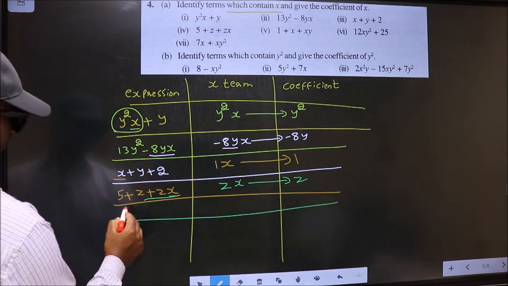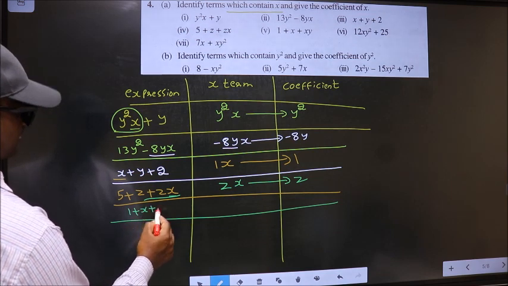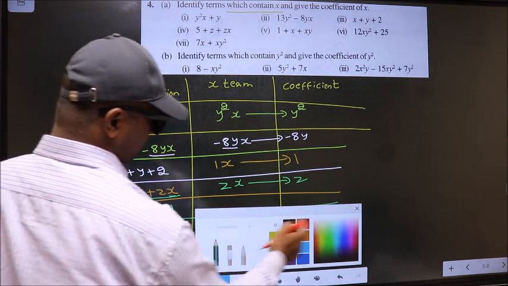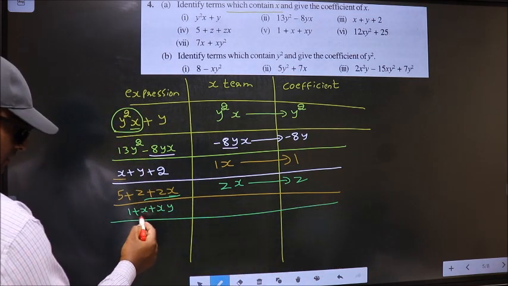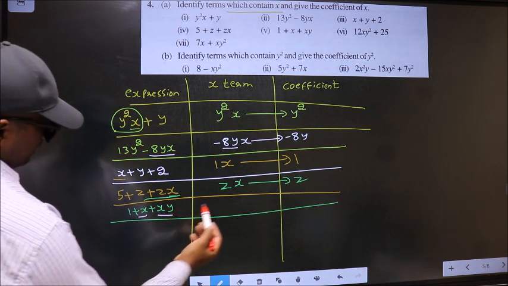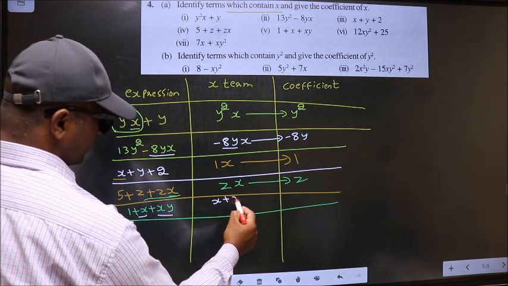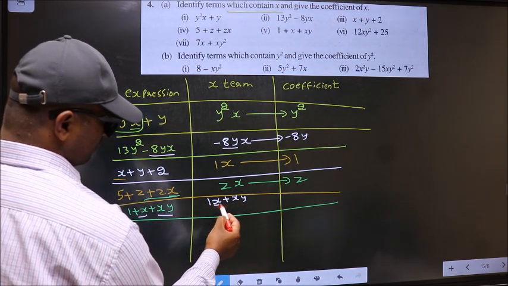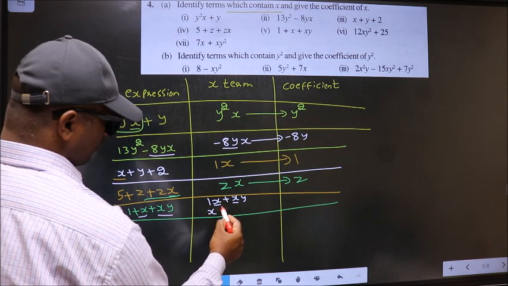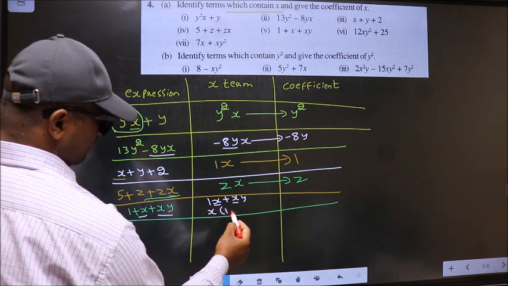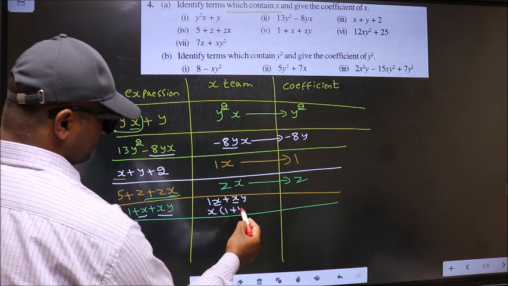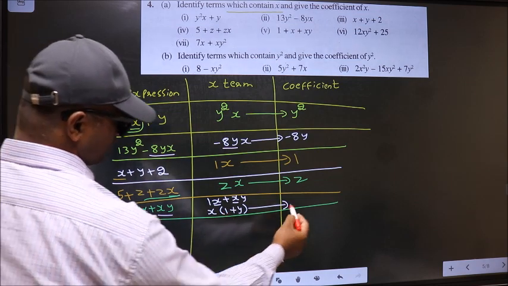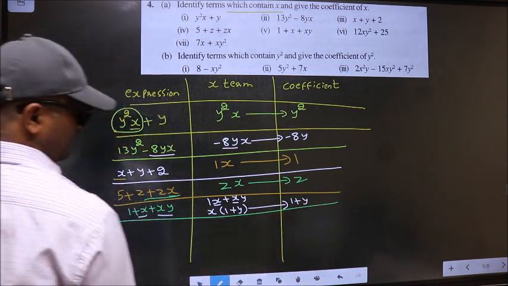Next, 1 plus x plus xy. Now in this expression, where all do you have x? Here and also here. So write both, x plus xy. Since you have it in both the places, you take x common. So here you are left with 1, and here, x out, you are left with y. So now the coefficient is whatever you have after x. After or before doesn't make any difference.